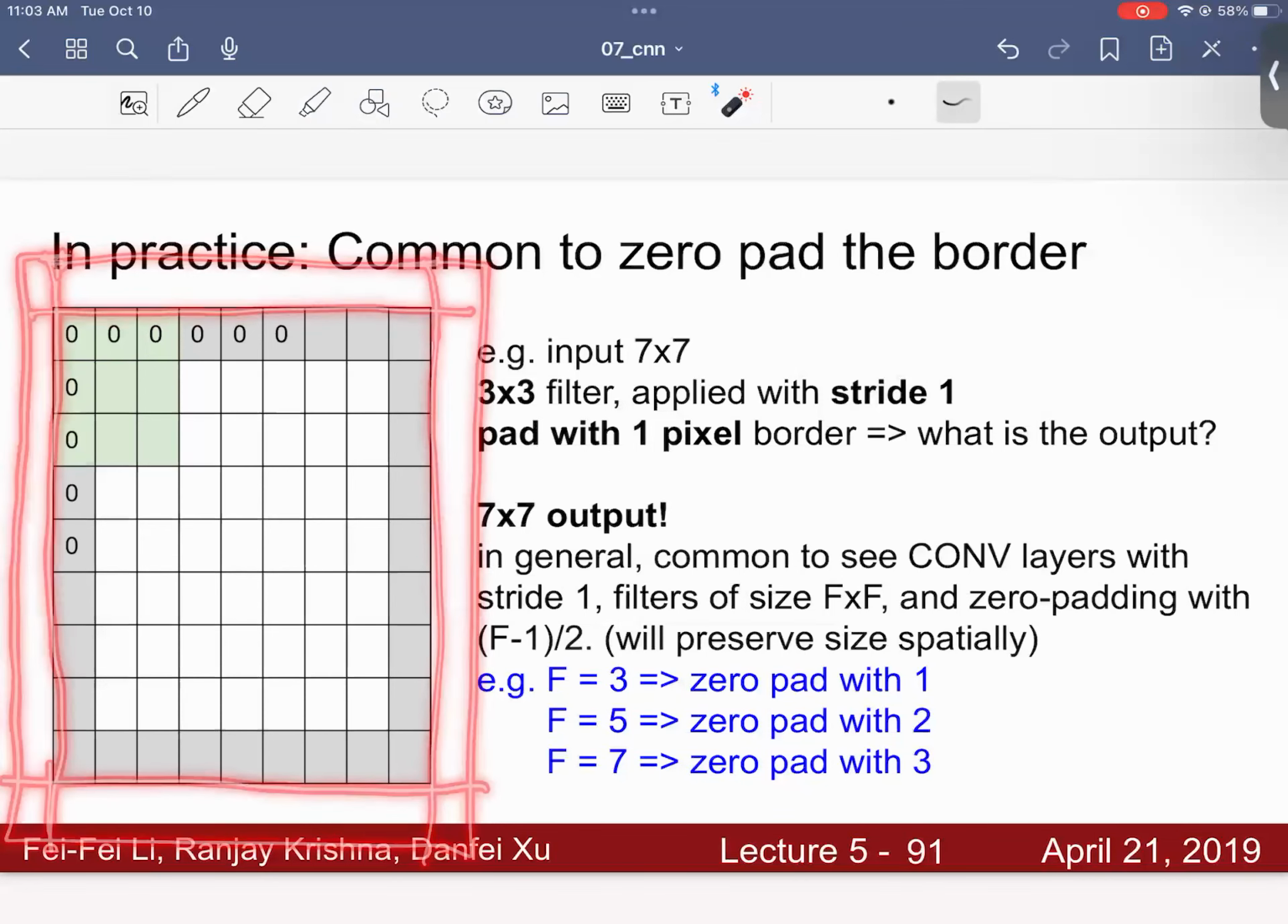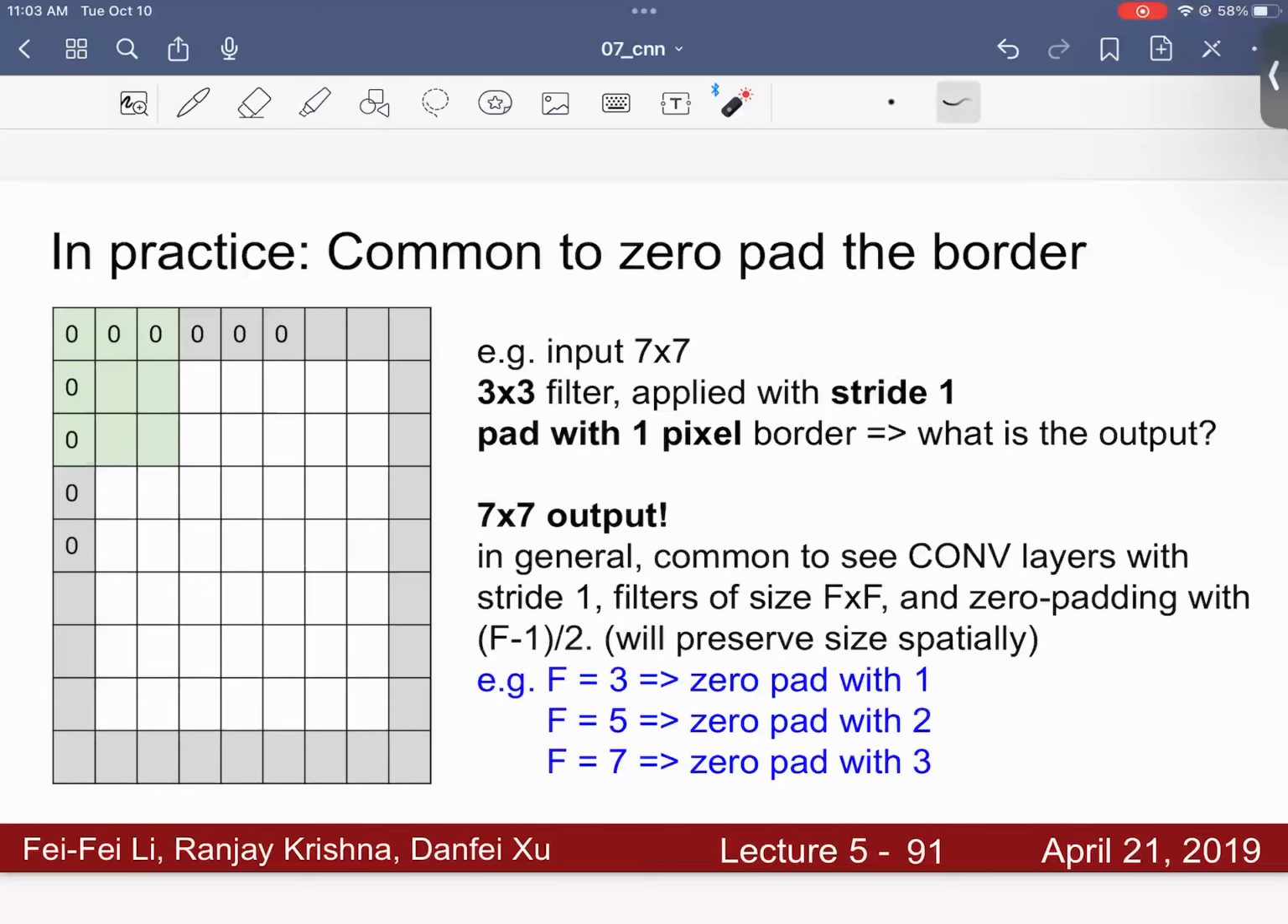Yep, like this, so that your 5 by 5 filter will still give you 7 by 7 output. If you're using a 7 by 7 filter, then your pad size should be 3. So if you want to preserve the dimensionality between input and output, you should use padding, but the size of the padding should be correlated with the size of your filter, basically.